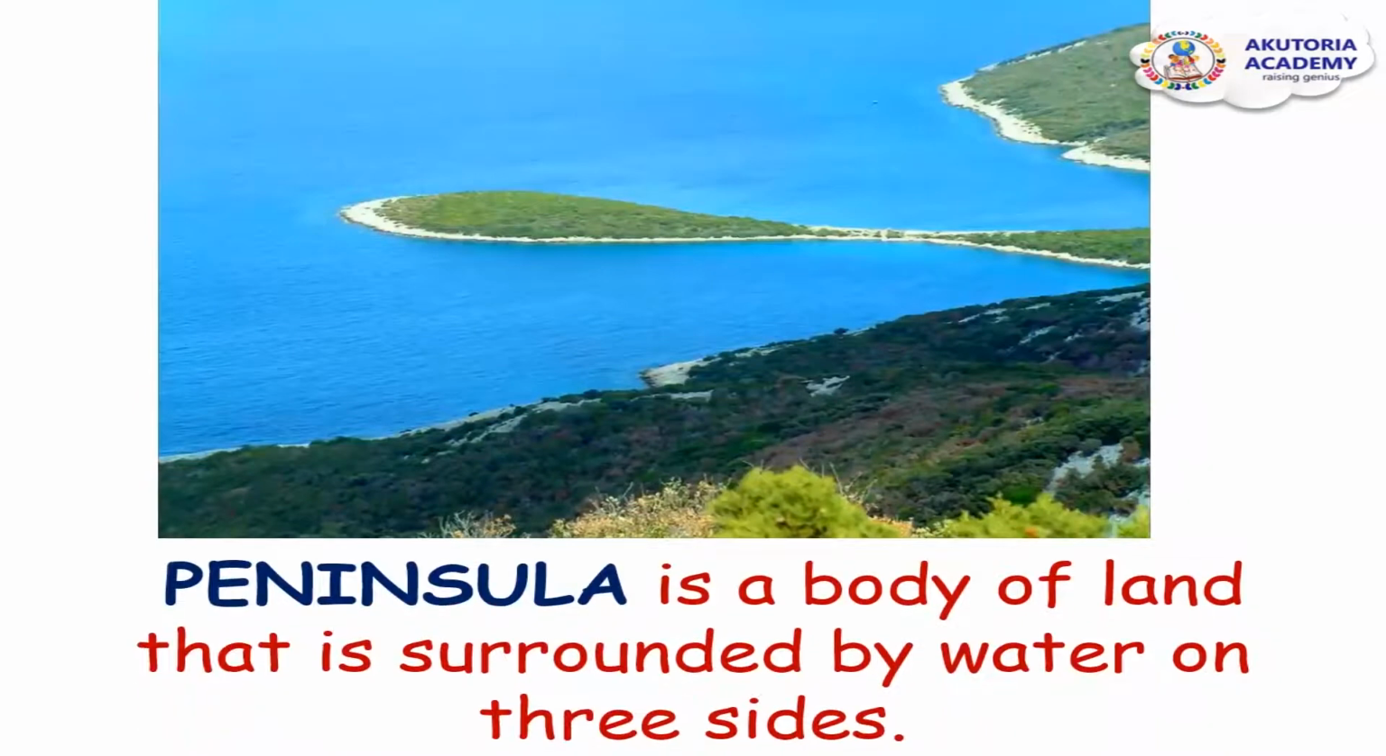The next is peninsula. A peninsula is a body of land that is surrounded by water on three sides. So let's look at this picture. This land is surrounded by water. From the left hand side, you can see the water section. Right in front of you, there is another water section. The arrow is showing you that. And behind, there is another water section. So we have three points. Yes, this land is surrounded by water on three sides.